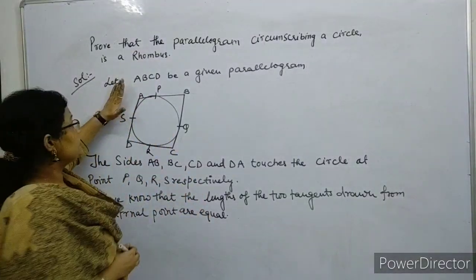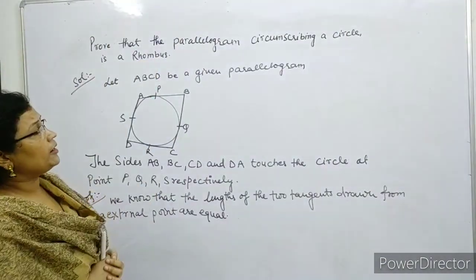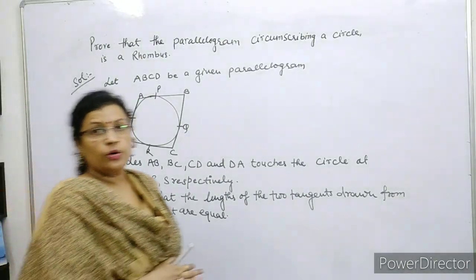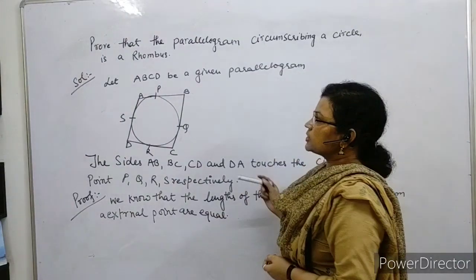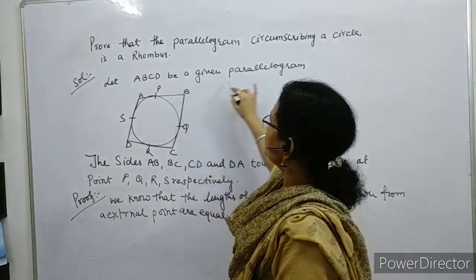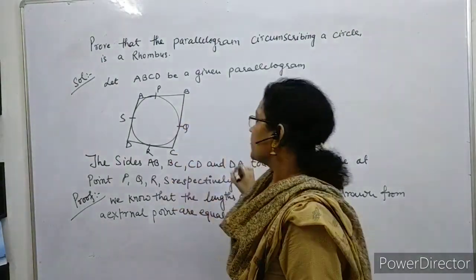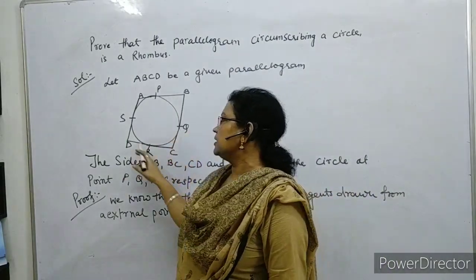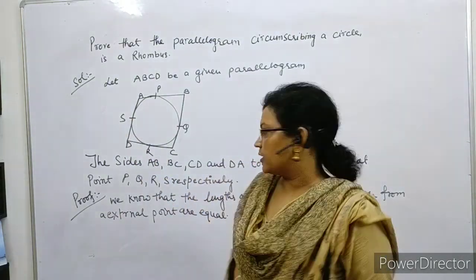So here is the second example, that is in the form of a theorem that proves that a parallelogram circumscribing a circle is a rhombus. So here we will check it accordingly. We will first draw one parallelogram and a circle inside it. Let ABCD be a given parallelogram that circumscribes the circle, and that circle touches AB, BC, CD and DA at P, Q, R, S respectively.